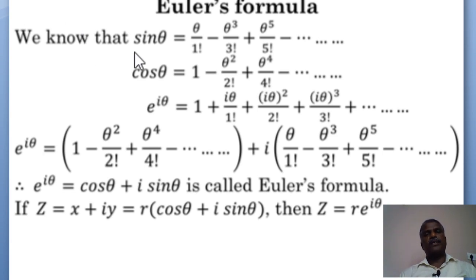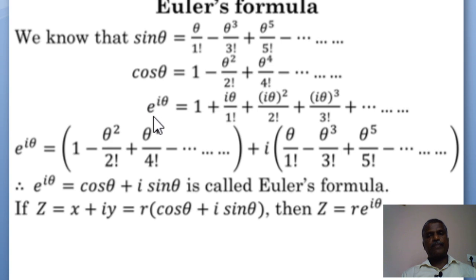We know that by Taylor's expansion, sin theta is equal to theta by 1 factorial minus theta cube by 3 factorial plus theta to the power 5 by 5 factorial minus plus etc. Similarly, the Taylor's expansion of cos theta is equal to 1 minus theta square by 2 factorial plus theta to the power 4 by 4 factorial minus plus etc.